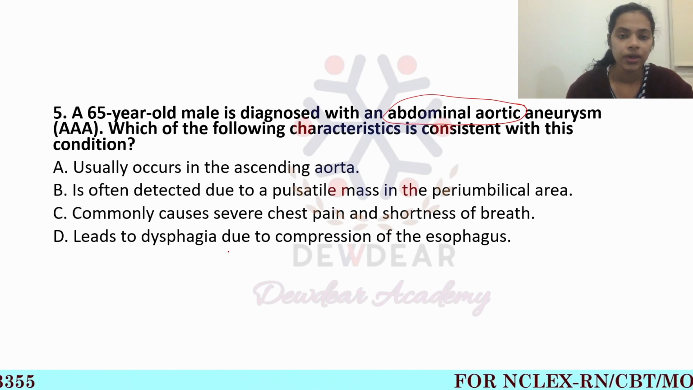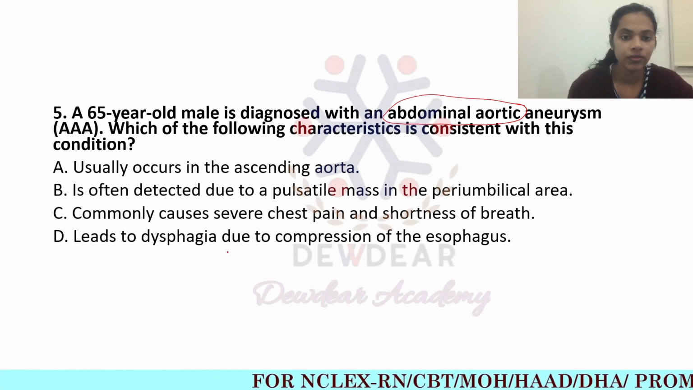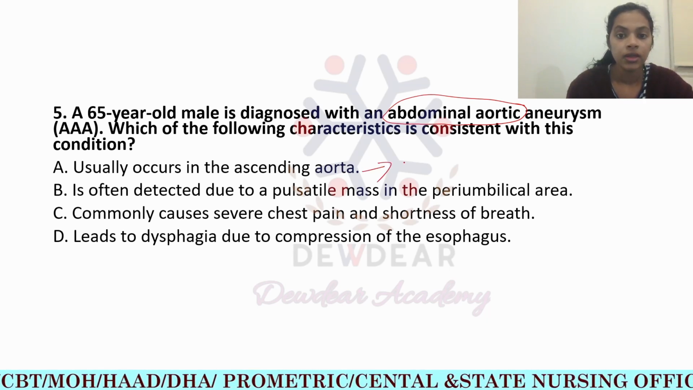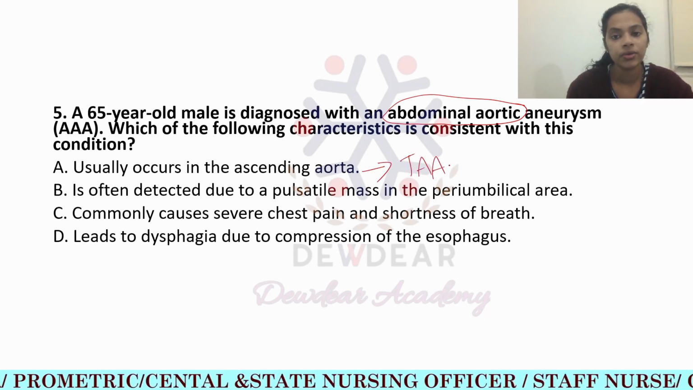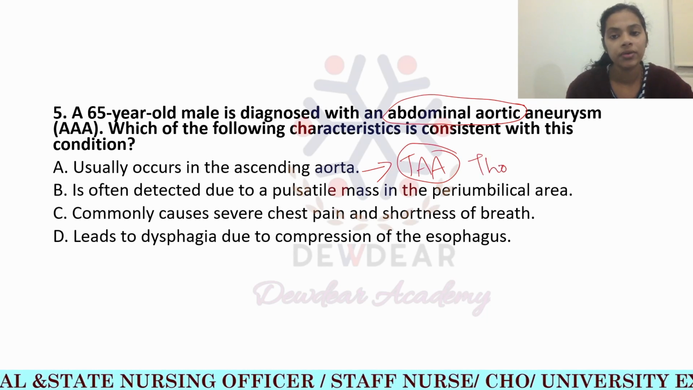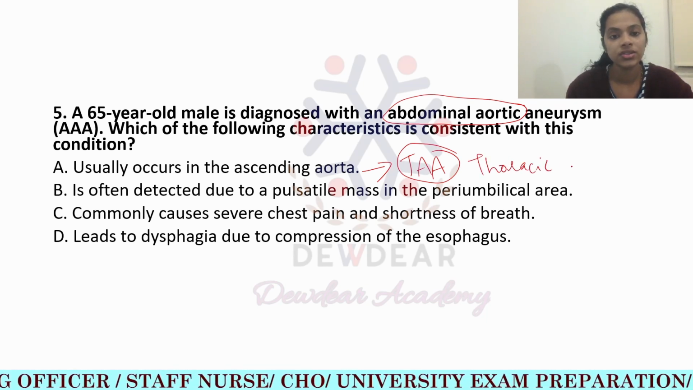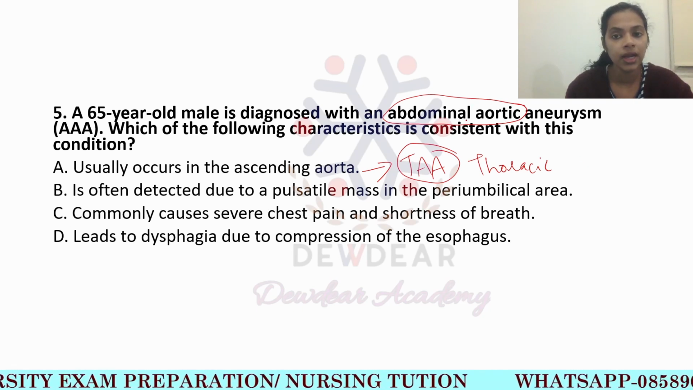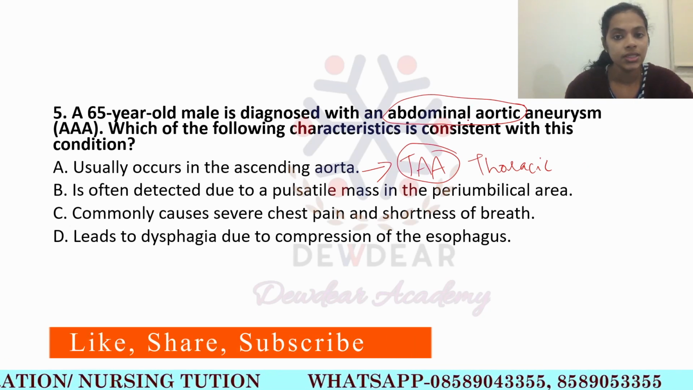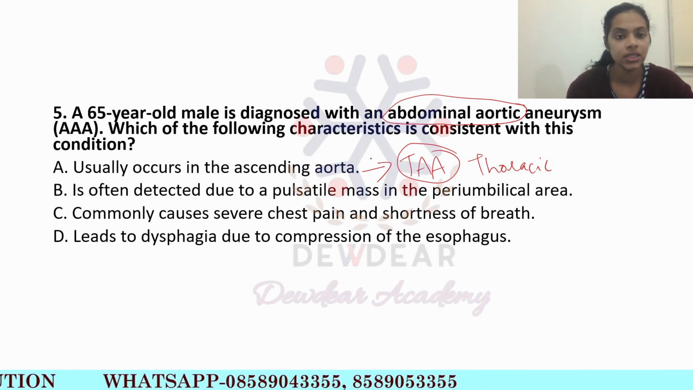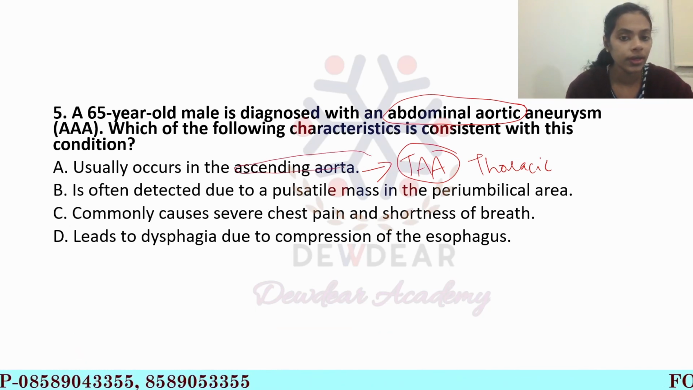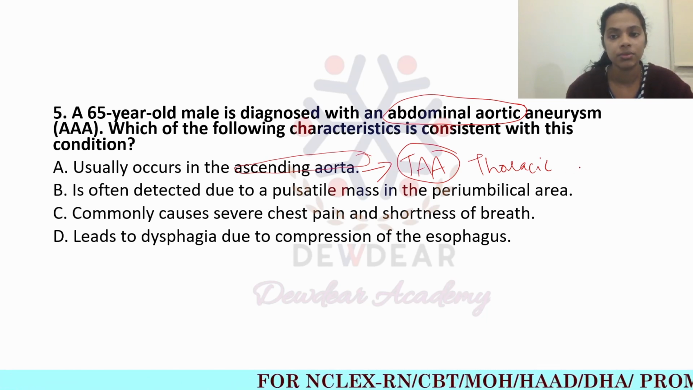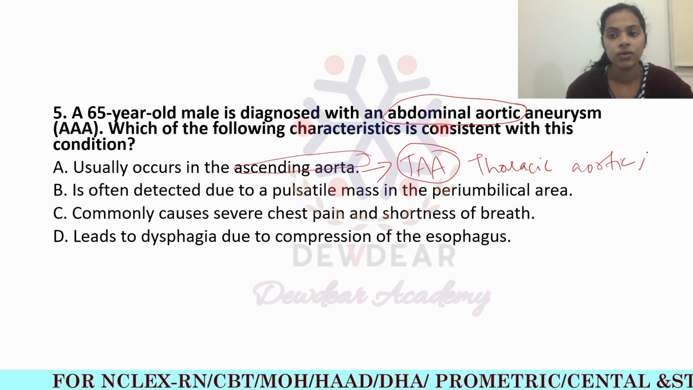If the aneurysm is in the ascending aorta, it will be considered a thoracic aortic aneurysm. Thoracoabdominal aortic aneurysms are mainly associated with aneurysm in the ascending aorta. The question here is concerned with abdominal aortic aneurysm, so this is not the correct answer. If the aneurysm occurs in the ascending aorta, it will be a thoracic aortic aneurysm.